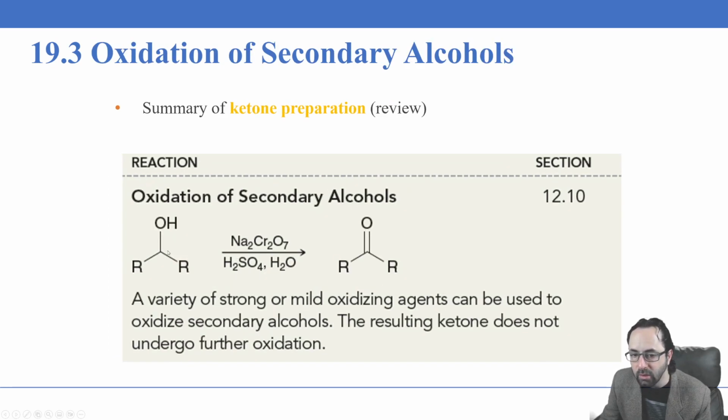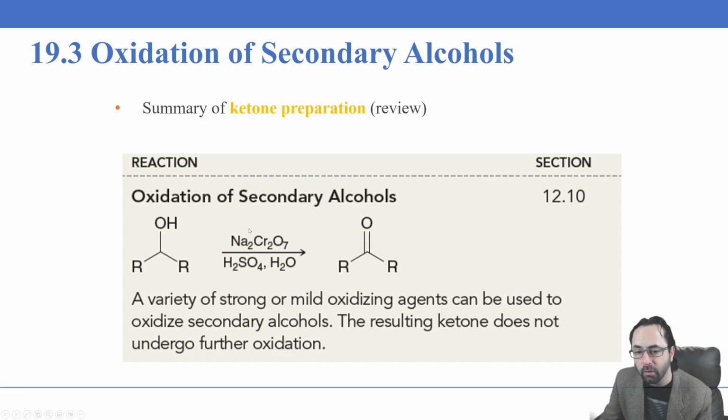If you have oxidation of a secondary alcohol, here you can use a strong oxidizing agent like sodium dichromate in an acidic environment. And you can get the oxidation to the ketone. You don't have to worry about it like you do with the primary alcohols.